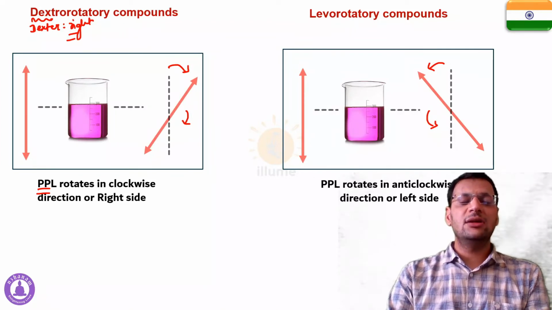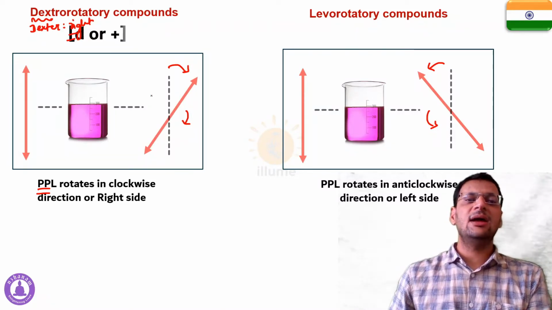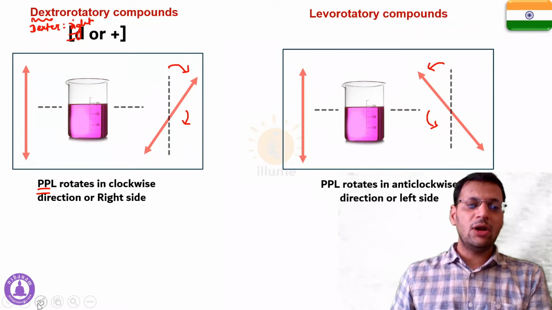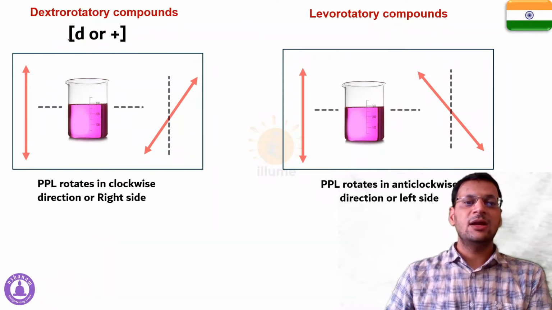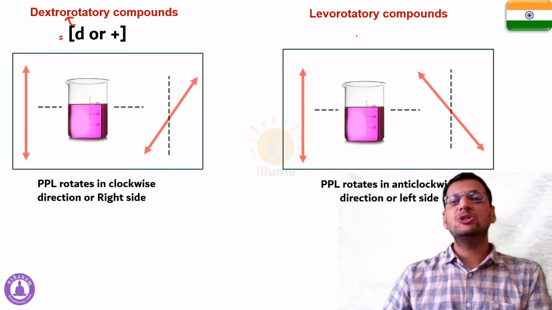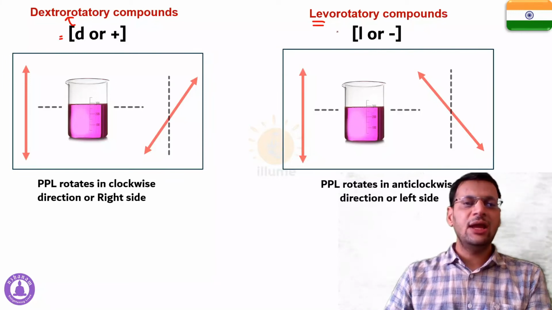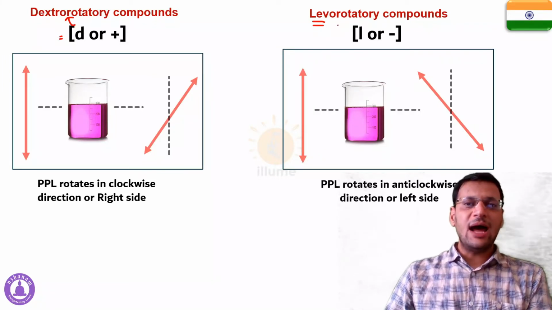And how do we denote them? We denote them by either a small d or a plus sign. A small d or a plus sign represents a dextrorotatory compound, and a small l or negative sign represents a levorotatory compound. Now I'll make one thing very clear here.